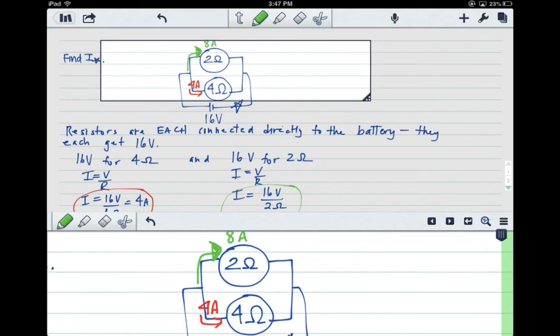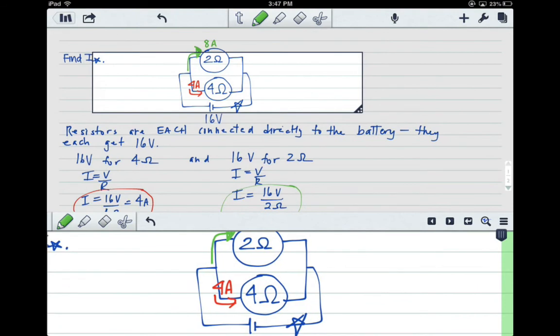Now, if you go back to our understanding of current, if I have 8 amps going through the upper branch and 4 amps going through the lower branch, that means I must have had 12 coming in. In other words, there must be 12 amps coming in to this little junction where the branches break off, because I need to be able to have 8 go up and 4 go down.